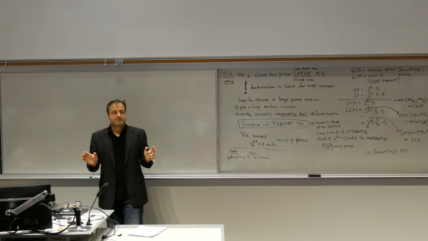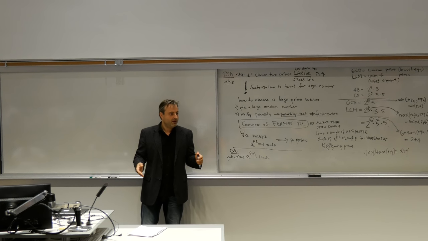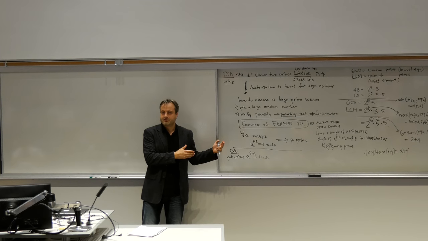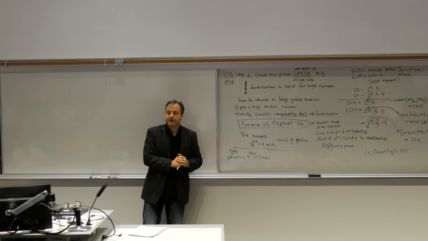So for small primes, we all know the sequence of initial primes up to 10 to the 22, and those can be looked up. Those are not the numbers used for cryptography. They're too small. They only have 22 digits. We need numbers that have 600 digits, and we cannot simply enumerate the primes up to that high value.